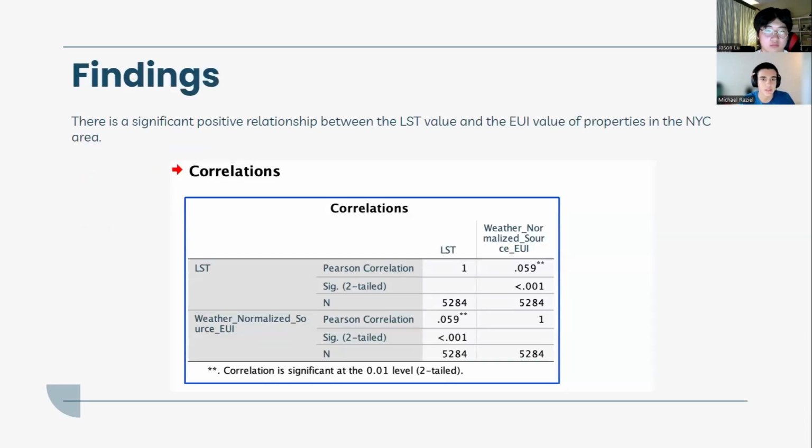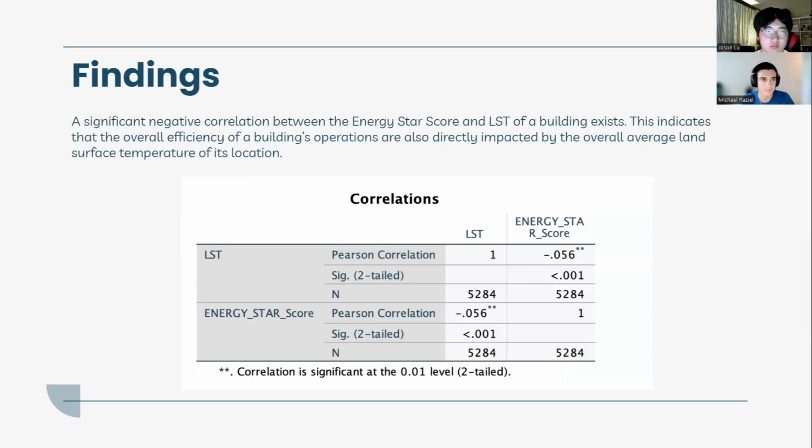There is a significant positive relationship between the LST value and the EUI value for properties in the NYC area. As you can see, the Pearson correlation has a correlation of 0.59 and a significance that is less than 0.01, showing a significant correlation. Our second finding is a significant negative correlation between the Energy Star score and LST of a building. This indicates that the overall efficiency of the building's operations is also directly impacted by the overall average land surface temperature of its location. Again, we have a Pearson correlation of negative 0.56, with a significance of less than 0.01.